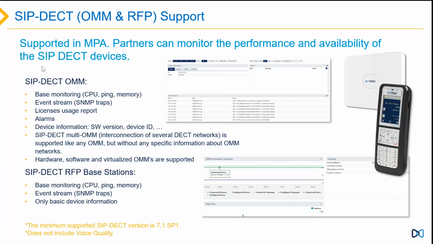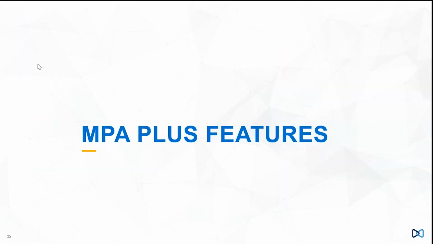We also have support for your SIP DECT devices as well. We can report on those, generate alarms on those. You can set thresholds on those as well. So as those SIP DECT devices are moving around the network, you can see where you have bad, dead spots and things of that nature as well.